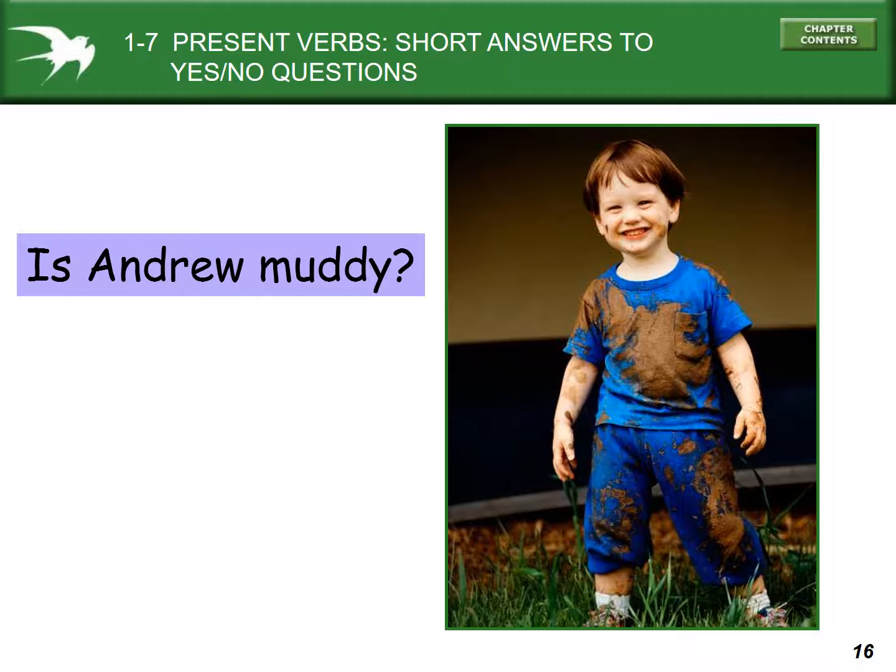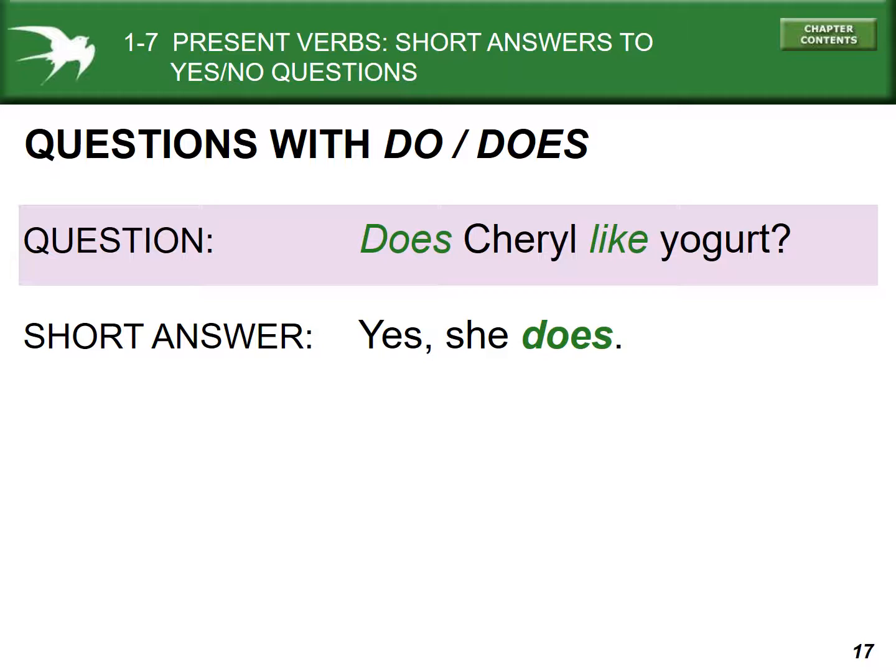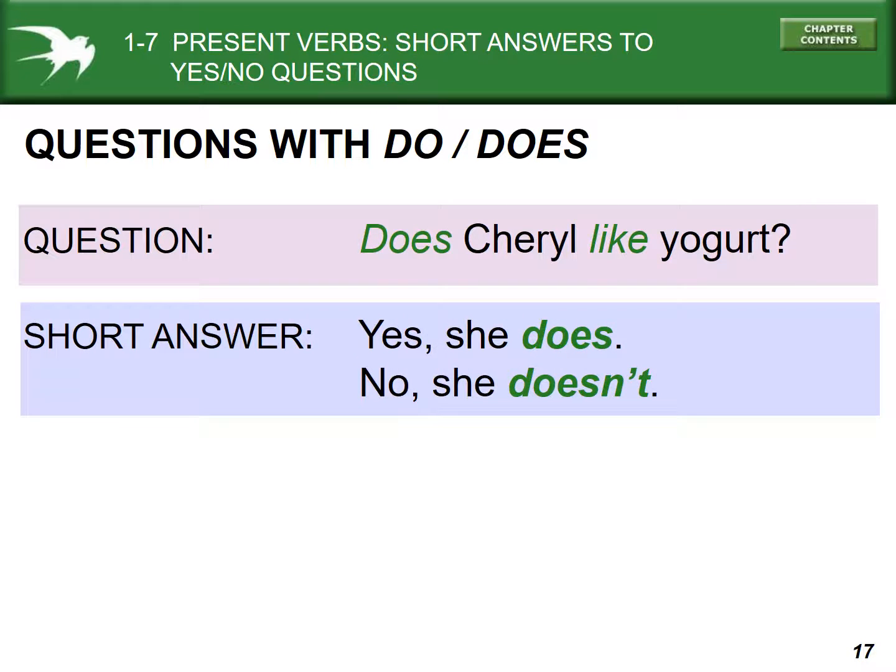Now, short answers to yes or no questions in present verbs. This is some shortened forms that we are going to look at to answer yes or no questions. You can certainly answer with just yes, but you can add a little bit more to clarify. Is Andrew muddy? I assume that boy is Andrew, so the answer is yes, he is. Now, questions with do or does. Does Cheryl like yogurt? Yes, she does, or no, she doesn't.